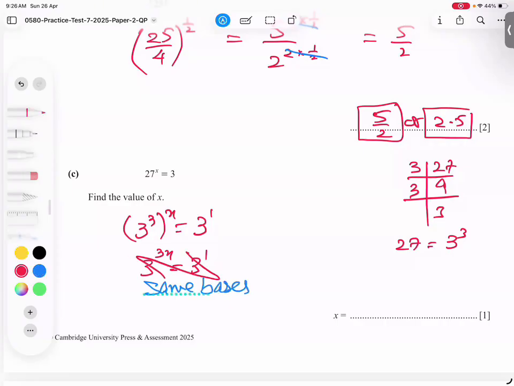So 3 and 3 cancel out. We are getting 3x equal to 1, and 3 will divide, and we get 1 over 3. I hope the concept of the question is clear.